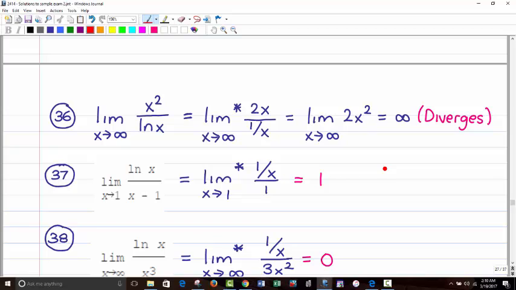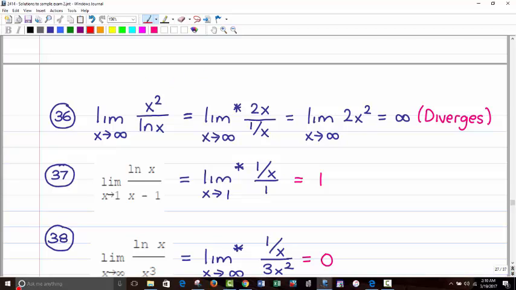We have infinity over infinity, so that's one of the L'Hopital's rule forms. So take the derivative of the top, which is 2x, over the derivative of the bottom, which is 1 over x. Flip the 1 over x over to the top, and you have 2x squared. So now it's not even a fraction anymore. You have the limit of 2x squared as x goes to infinity, and that's clearly going to infinity, which means it diverges.